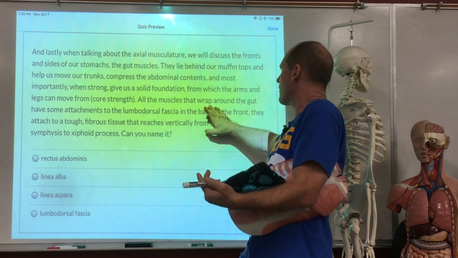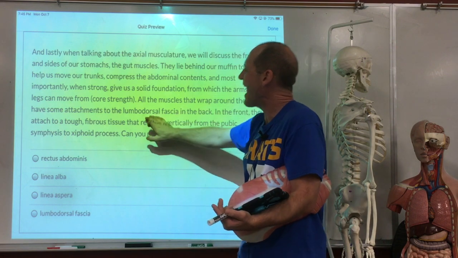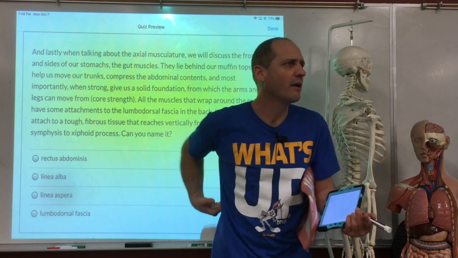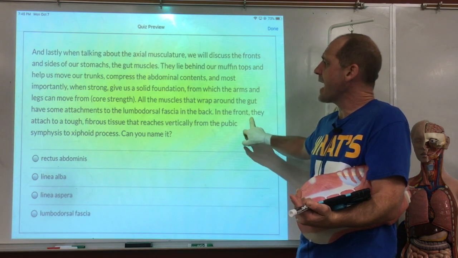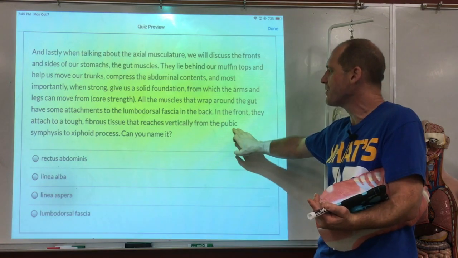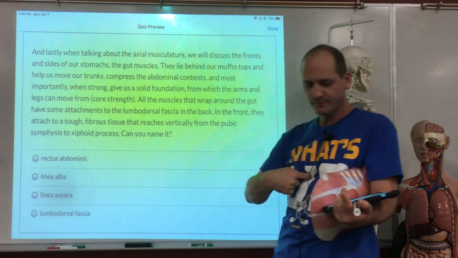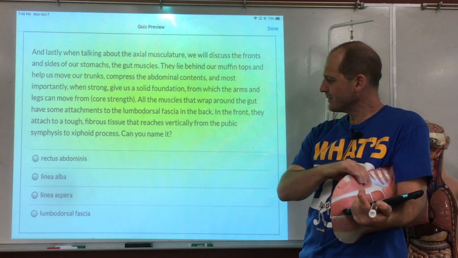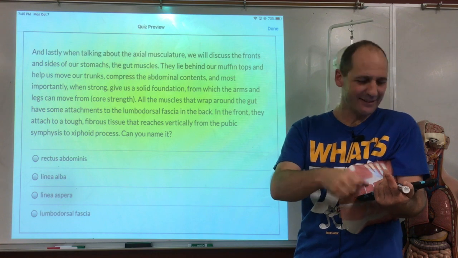All the muscles that wrap around the gut have some attachment to the dorsal fascia. That's that white stuff in the back. In the front, they attach to the tough fibrous tissue that reaches vertically from the pubic symphysis to the xiphoid process. What is that called? Linea alba. Such a nice thing.